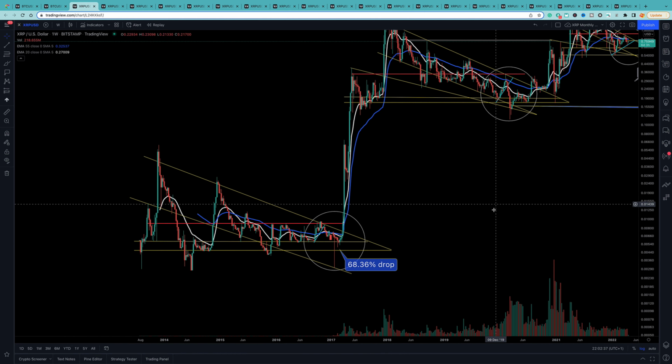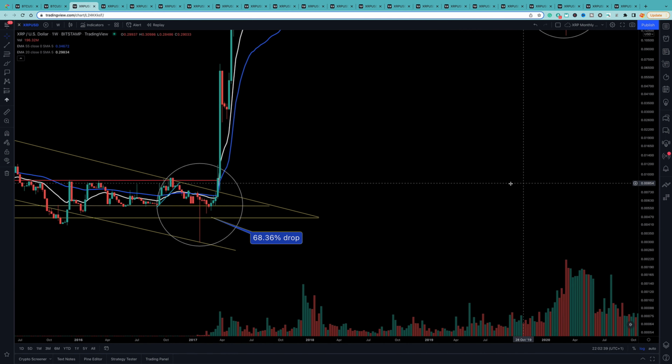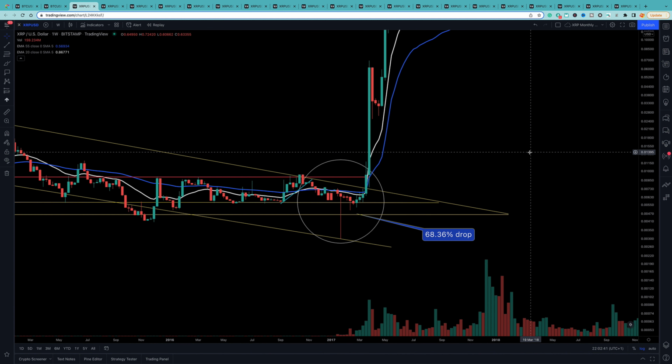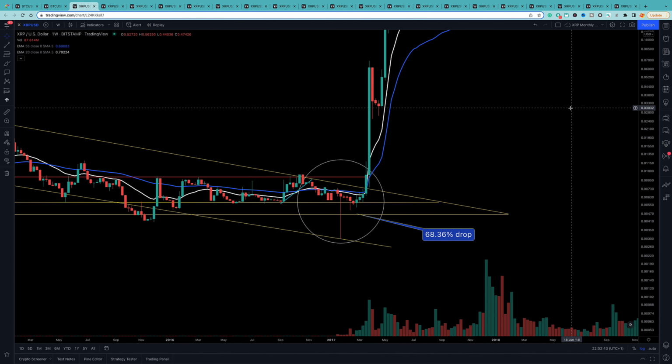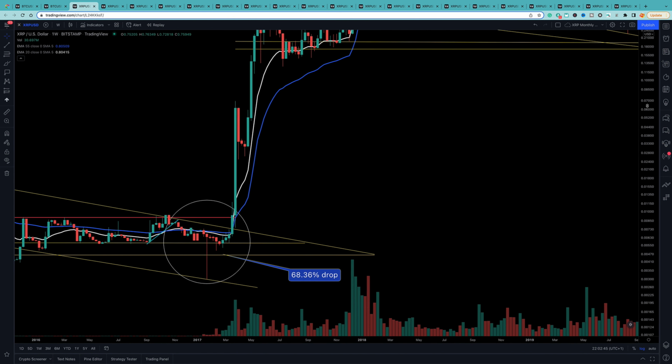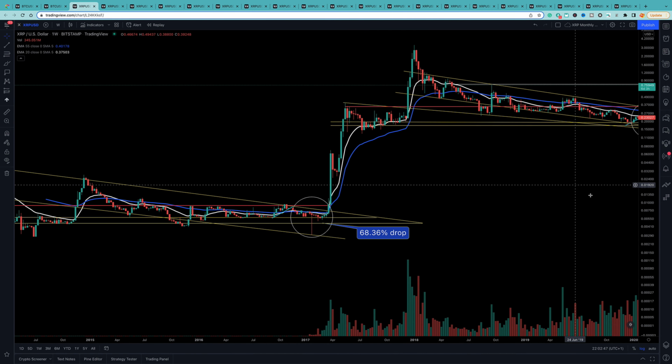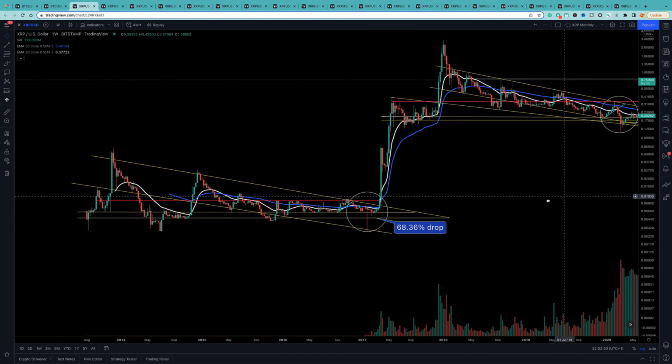Okay, so just one more thing with XRP. When it does pump, XRP is a bit brutal.